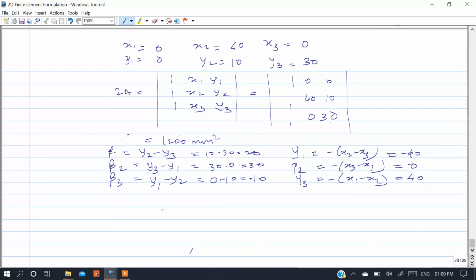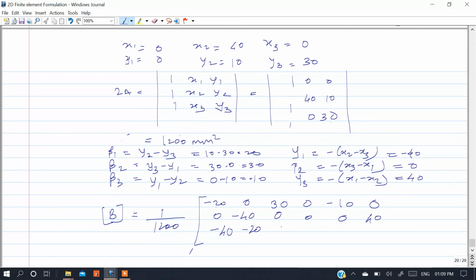Now after finding all this, put these values in the B formula, that is 1 upon 200 area, and its values of betas and gammas: minus 20 0 30 0 minus 10 0, then 0 minus 40 0 0 0 40, then minus 40 minus 20 0 30 40 and minus 10. Okay, and the given u1 v1 values are 0 0 0 0 2 and minus 0.1.